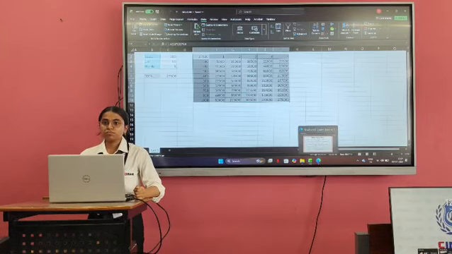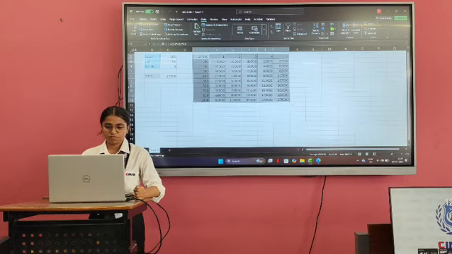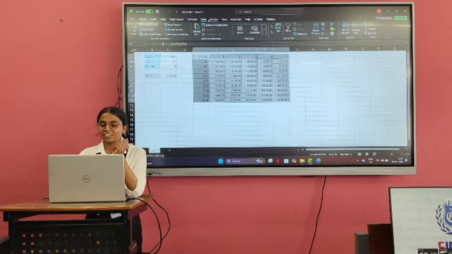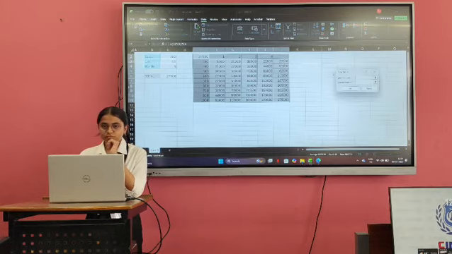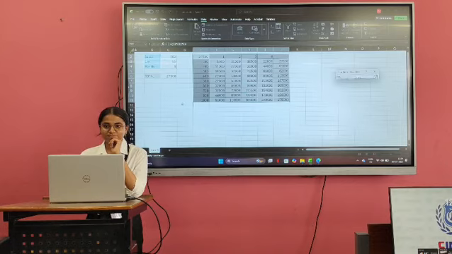Explain how the output works. So now we come to data and then we do what-if analysis, data table. I'm talking about just justifying the output which you have got.